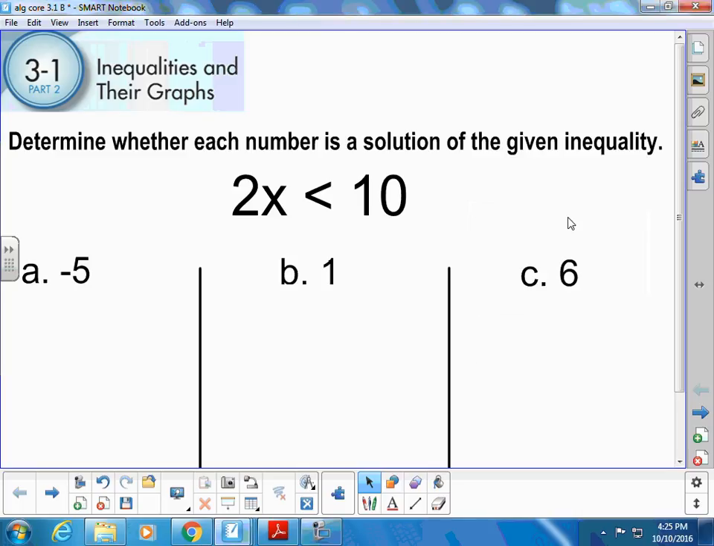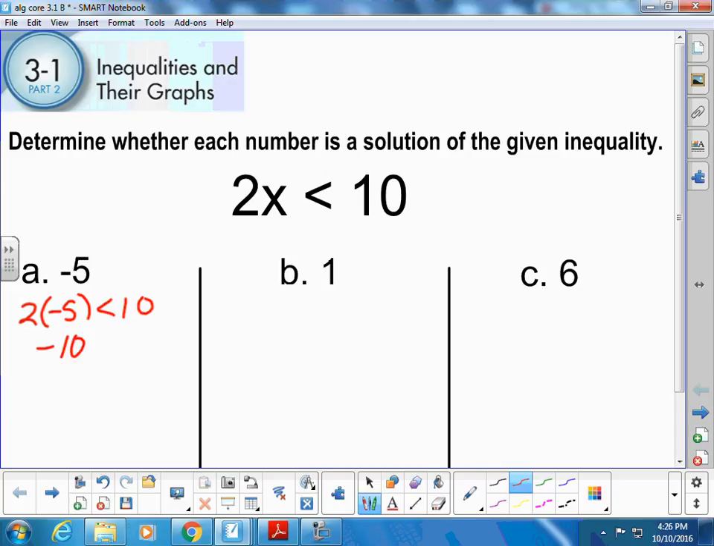3.1 Part B. Determine whether each number is a solution to the given inequality. We started that yesterday. We just need to see if we plug that -5, for example, in, does that work to make our inequality true? Well, 2 times -5 is -10. Is -10 less than 10? Yes. So this is a solution because -10 is less than 10, so -5 does work.